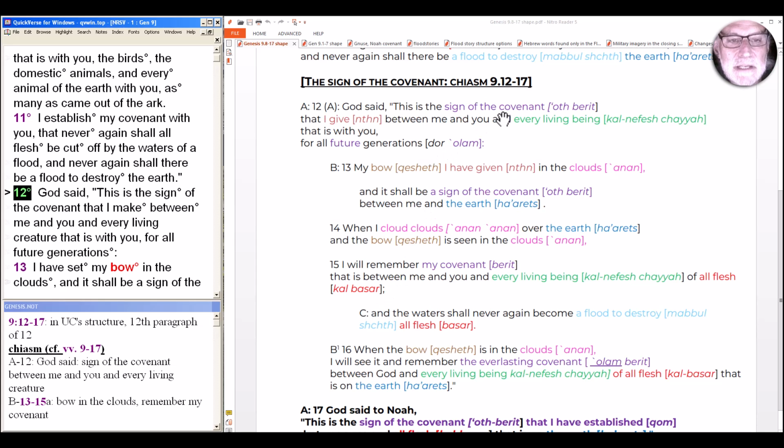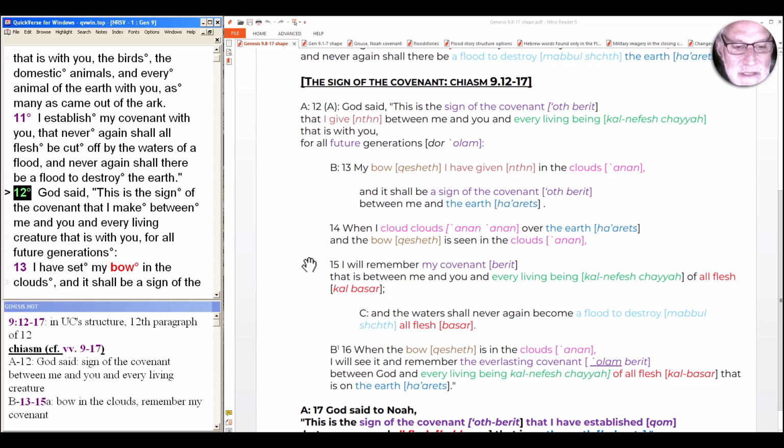So the sign of a covenant. Not all covenants have signs, as some scholars have noted, but the sign is usually meant to be the expression, just like circumcision is the sign of the covenant with Abraham, and the Sabbath is the sign of the covenant with Israel, an expression of something that people do to remember. And yet this is not something for people to do. This is something that God will do. And so we have to look at that a little more closely, and we will right now.